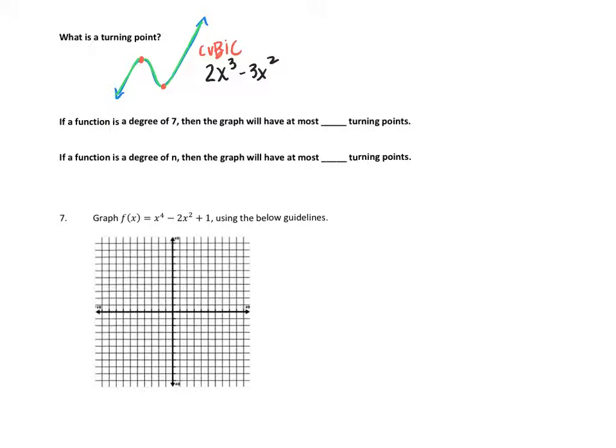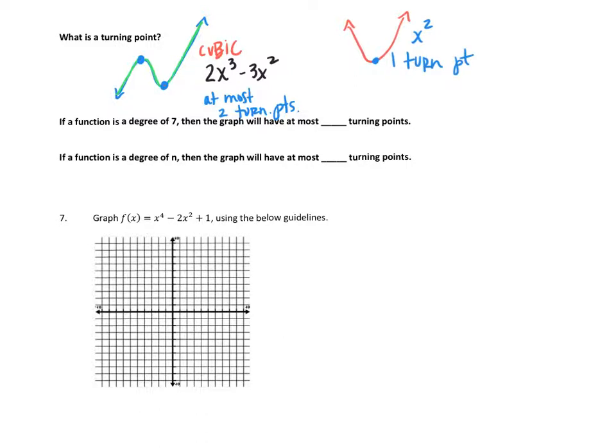But notice when it's x to the third, I had 2 turning points. So when it's x to the third power, you can have at most 2 turning points. Now think about just a basic parabola. How many turning points do we have? 1. So this is an x to the second. It has 1 turning point.